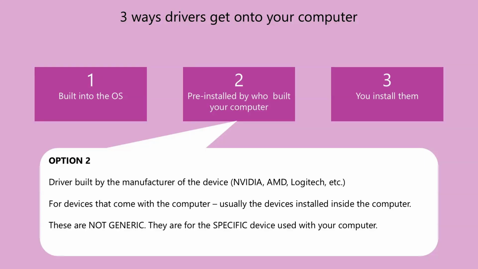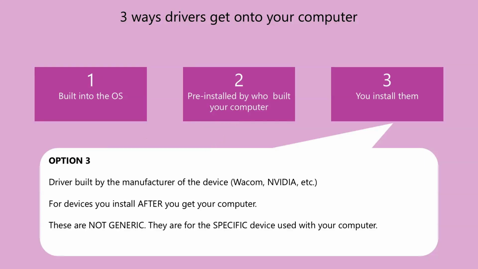The second way drivers get onto a computer is they are installed by the people who built the computer. So for example, if you bought a desktop computer from Dell, it may come with an NVIDIA GPU. Dell will take the NVIDIA driver for that GPU and install it on those machines in their factory. And then by the time you get the computer, it already has those drivers installed. A couple of things to note here. First, the drivers are made by the device manufacturer, in this case NVIDIA. Dell is just installing the driver on the computer. Second, as these drivers come from the device manufacturer, they know how to fully use all the features of the device.